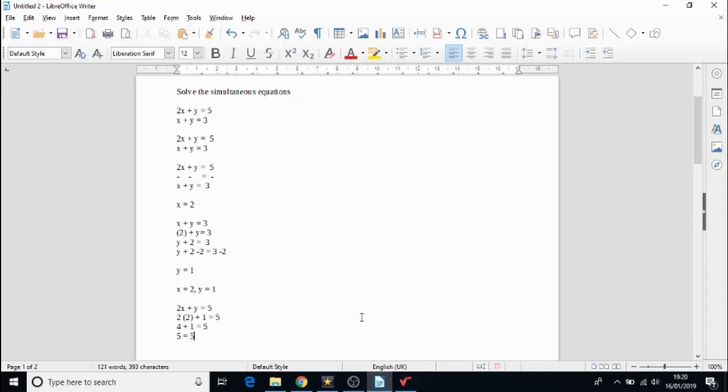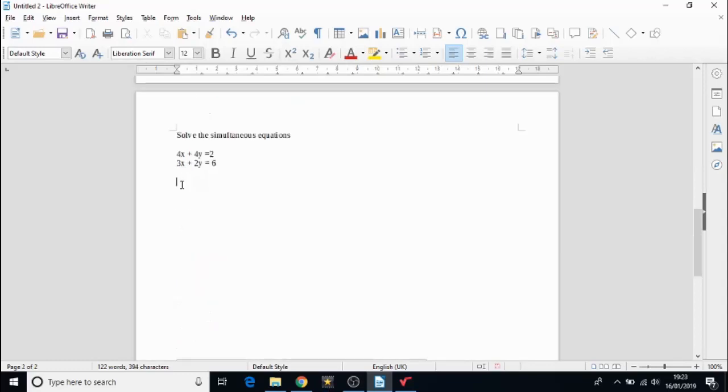5 is equal to 5. And that's how you know it satisfies the given equation. Because whatever you put into the equation, whatever's on the left-hand side will equal whatever's on the right-hand side. So there, you solved your first simultaneous equation.